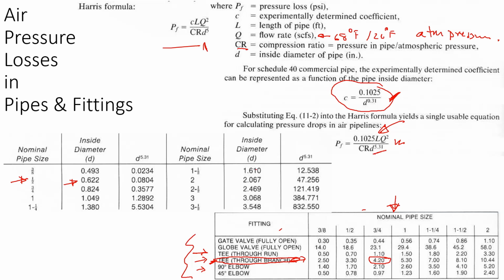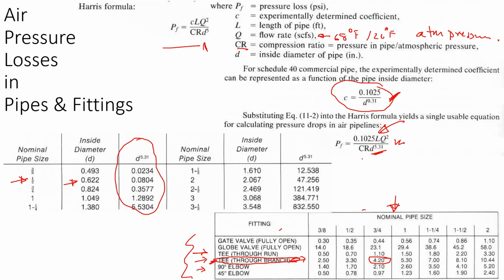Now in old days, they didn't have fancy calculators. So D to the power 5.31 is also calculated here, which you can use. You don't really have to put that in the calculator either. So just calculate the compression ratio, and then the flow rate typically will be given. We'll say the flow rate is this much and the length.